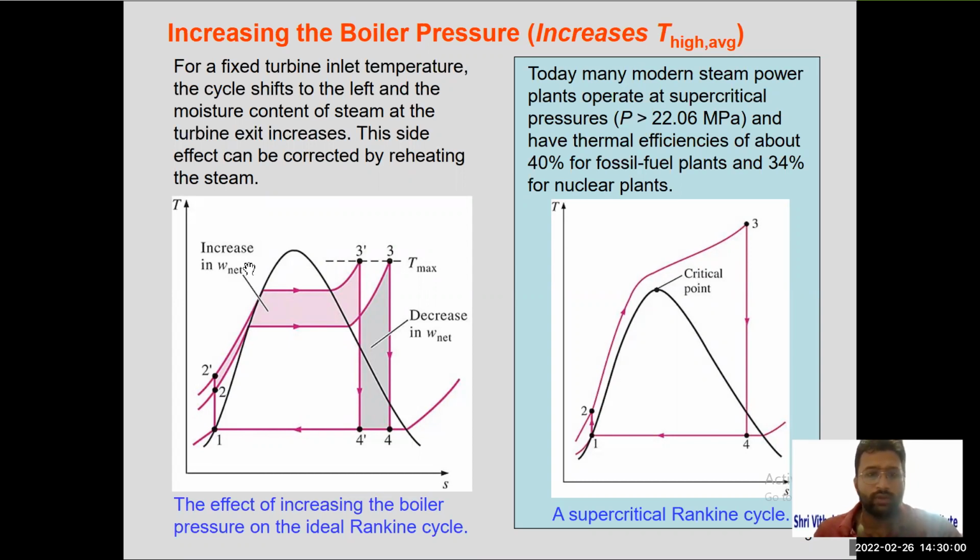So draw this diagram first, increasing the boiler pressure. So this shows, on one part there is increasing network, but on the other part there is also decreasing network. So this problem can be eliminated by reheating the steam.